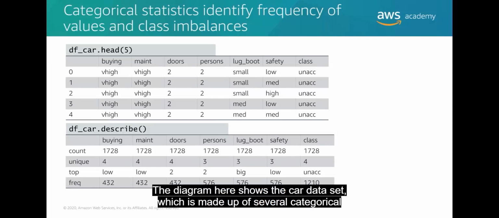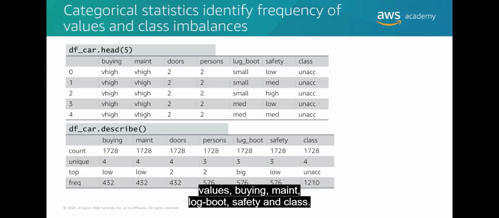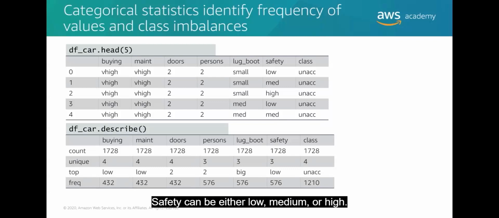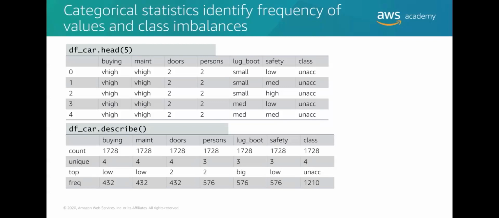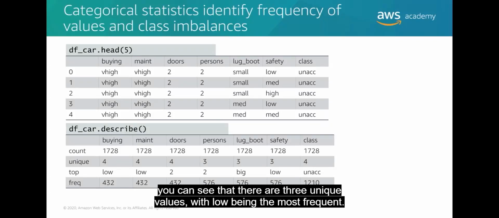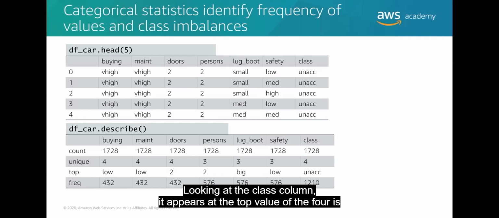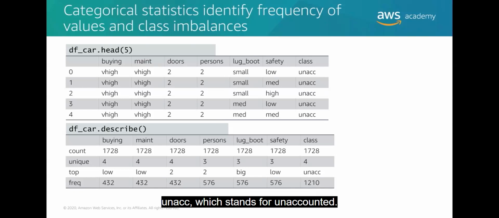That information will give you some idea about what is inside that categorical variable. The diagram here shows the car dataset, which is made up of several categorical values: buying, maint, lug boot, safety, and class. Safety can be either low, medium, or high. From the describe function, you can see that there are 3 unique values, with low being the most frequent. Looking at the class column, it appears that the top value of the 4 is UNACC, which stands for unaccounted.